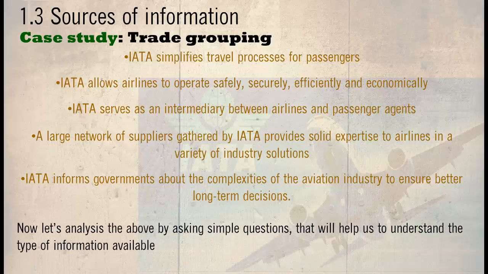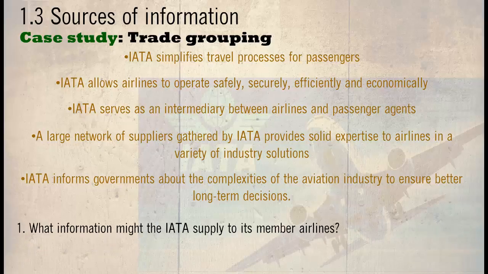Now let's analyse the above by asking a simple question that will help us to understand the type of information available. What information might the IATA supply to its member airlines? So we can see that IATA allows the airlines to operate safely, securely, efficiently and economically. IATA serves as an intermediary between airlines and passenger agents. A large network of suppliers gathered by IATA provides solid expertise to the airlines in a variety of industry solutions.